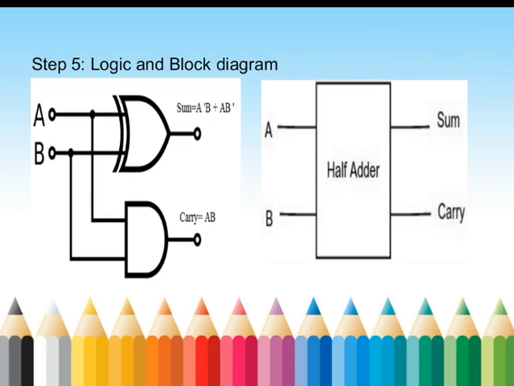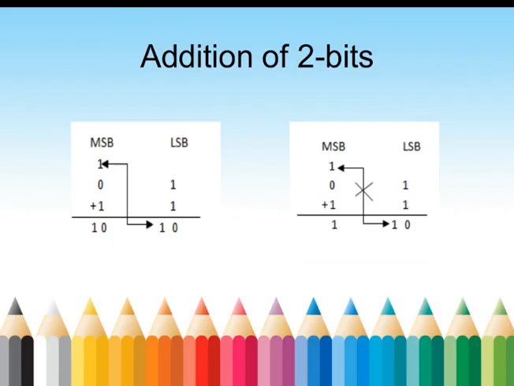But this half adder circuit has a drawback. For example, suppose I am going to add 2 bits on the LSB side and 2 bits on the MSB side. LSB is the least significant bit, MSB is the most significant bit. The first example represents a normal addition operation. In the LSB, we have 1, 1. If we add 1 and 1, the sum output is 0 and carry is 1.